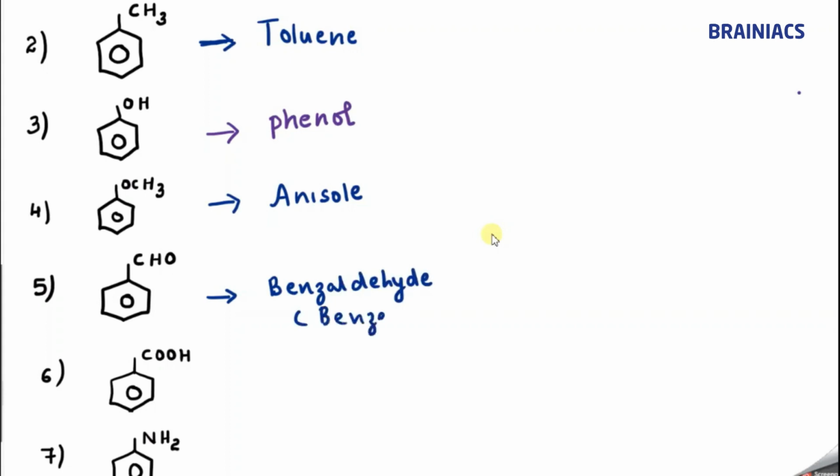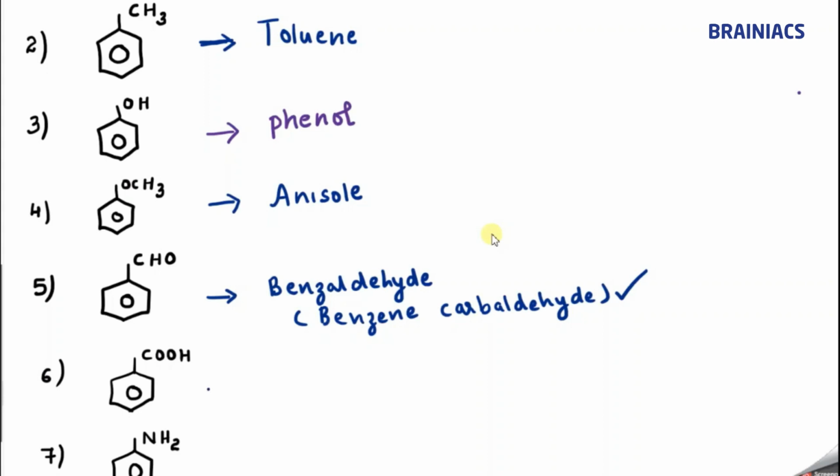Benzene. Since CHO is present outside, we can say carbaldehyde. Okay. Suppose in the exam they give both options, benzaldehyde and benzene carbaldehyde. The more correct answer is benzene carbaldehyde. Okay. So please remember this.